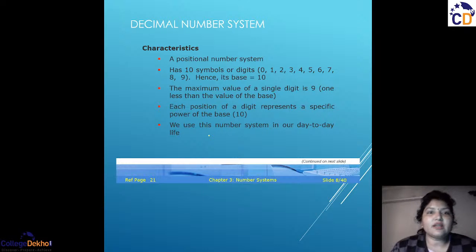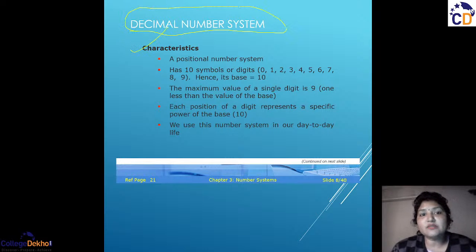Now here we can have some characteristics. We are starting with the decimal number system, so let us understand its characteristics. It is a positional number system, because we can identify the position of any digit. Second, it has ten symbols as digits, starting from 0 to 9. Hence its base is 10. What is the base form you are going to take? That is 10.